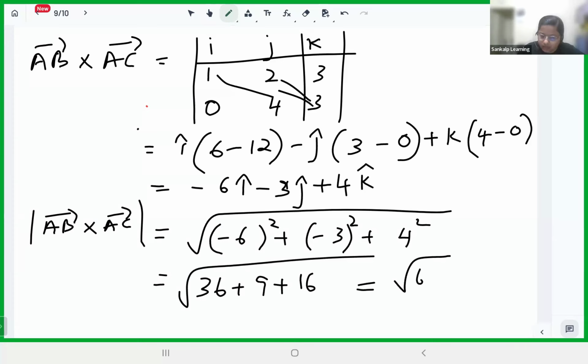So this is equal to root 61. It is root 61. And what about the area of the triangle? Is it root 61? If it was a parallelogram, we could have stopped there because we know for a parallelogram, the area is nothing but the magnitude of AB cross AC. But here it is a triangle.